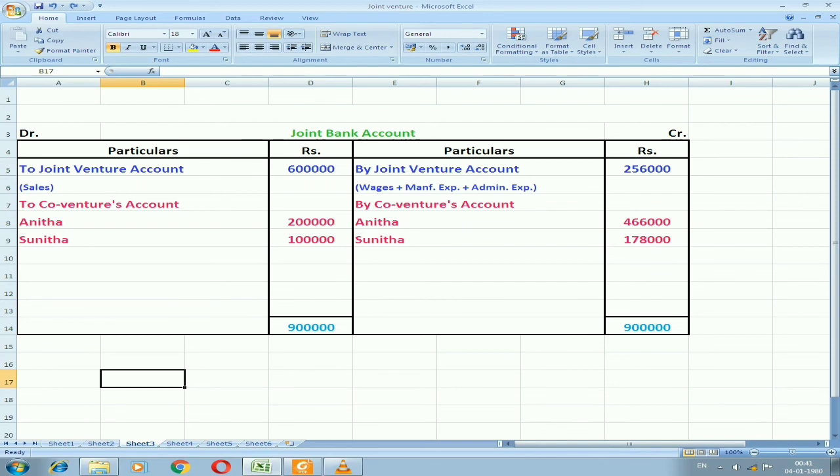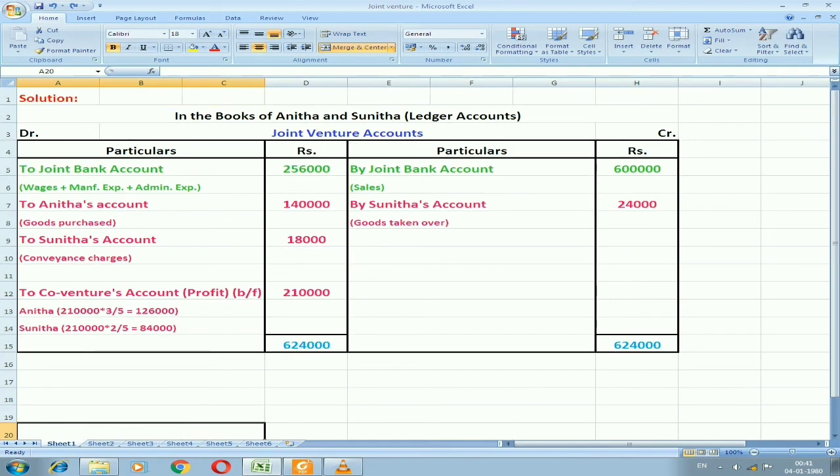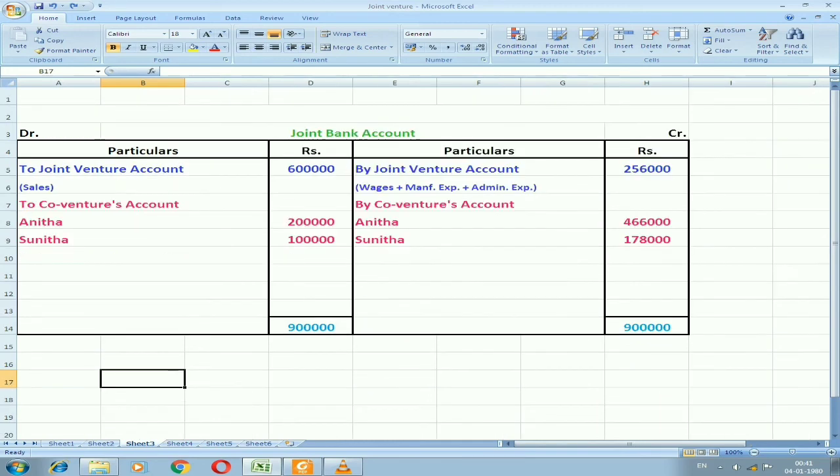You can observe one thing in all the 3 accounts. I have used 3 different colors. One is blue, one is red and one is green. So you can see for all the joint venture account entries I have used blue color. All the joint bank account entries I have used green color, and all the co-ventures entries I have used red color. This is only to make you understand in an easier way while transferring entries from one account to another account. Don't get any confusion with that. In a simple way to make you understand, I have used the colors.